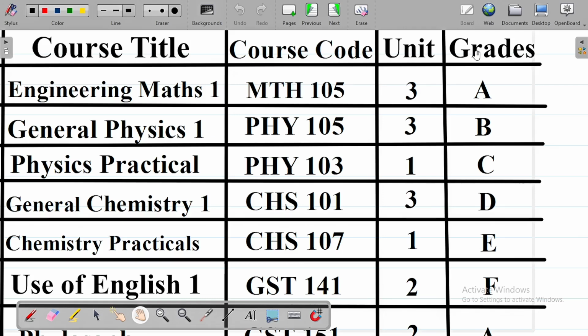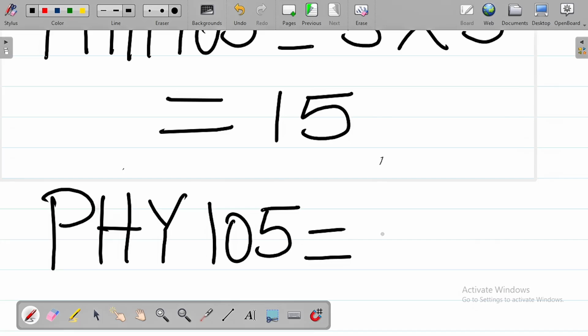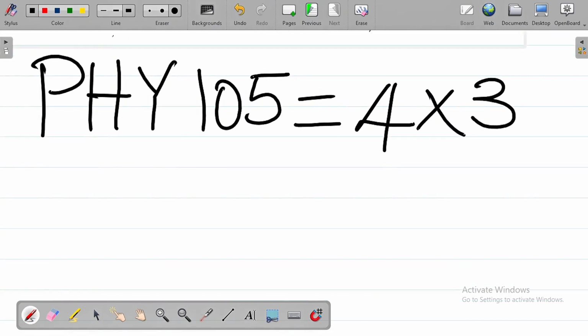And then let's check the grade. The student has B in Physics 105. 60 to 69 marks is B, and the point for B is 4. So we have 4 multiplied by the unit of Physics 105, which is 3. It is a 3-unit course. So the grade point for Physics 105 becomes 4 multiplied by 3, which is 12.